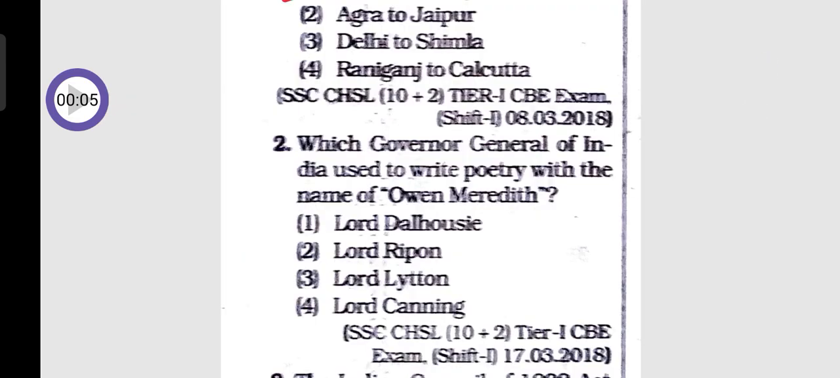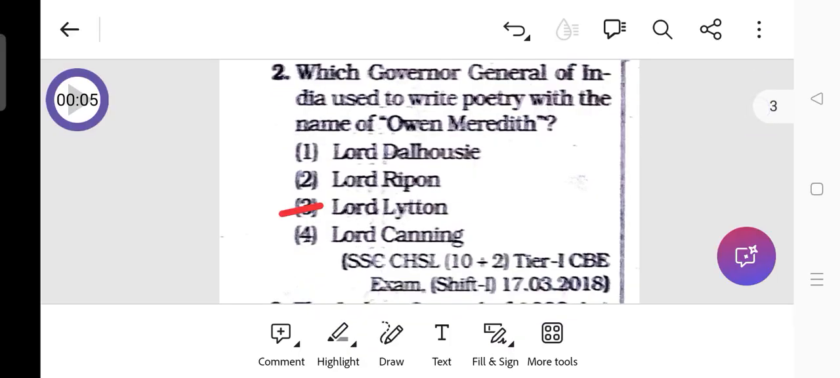Question number 2. Which Governor General of India used to write poetry with the name of Owen Meredith? Option 1, Lord Dalhousie. Option 2, Lord Ripon. Option 3, Lord Lytton. Option 4, Lord Canning. So the answer is option 3, Lord Lytton.